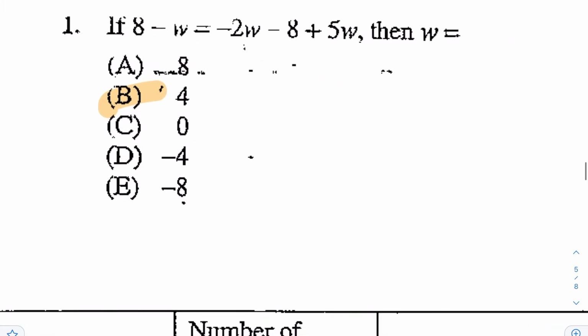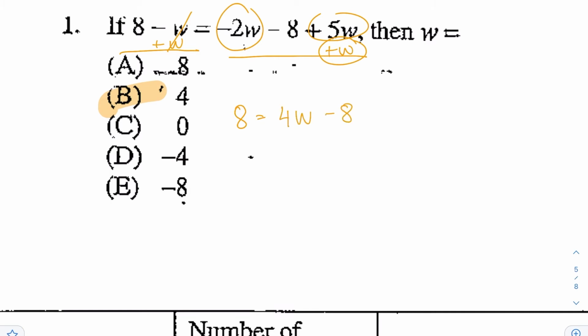All right, next for number 1, if 8 minus w is equal to negative 2w minus 8 plus 5w, then w is equal to. So here you want to combine like terms. You can add w to both sides to put everything on the right side. So that will give you 8 is equal to negative 2w plus 5w plus w. So that's going to be 6w minus 2w or 4w. You still have that minus 8.